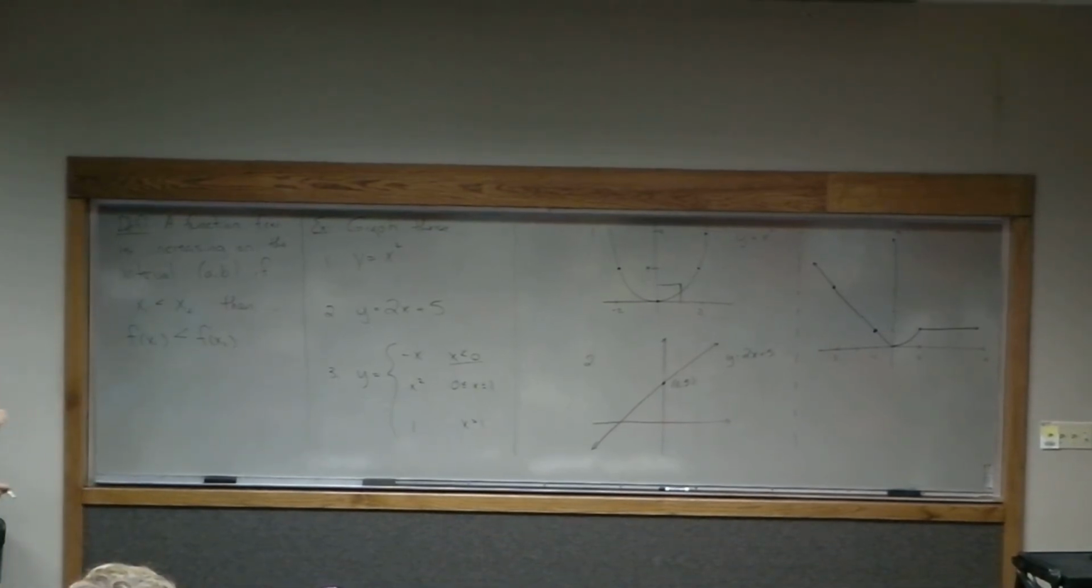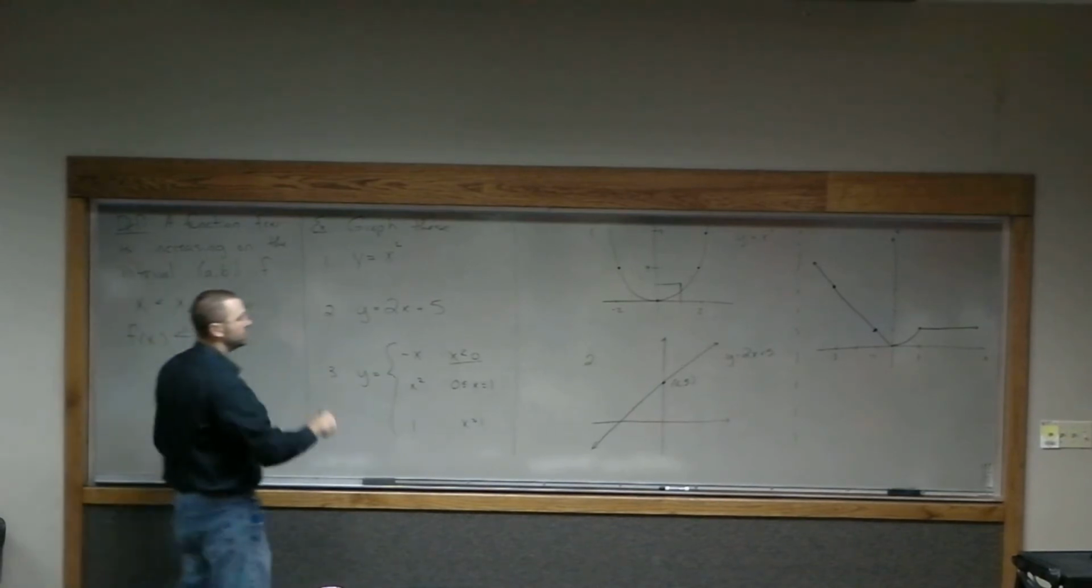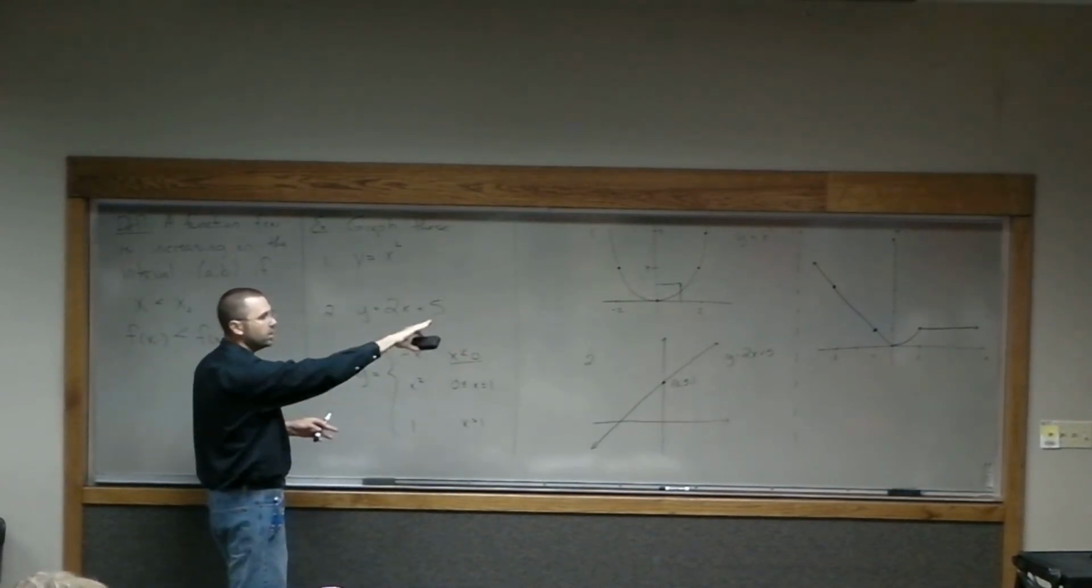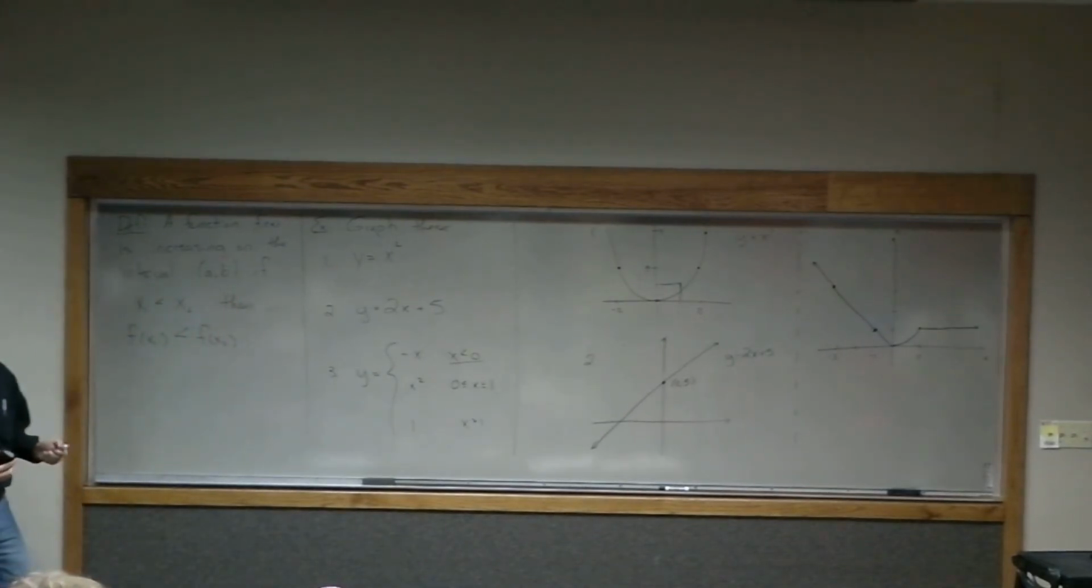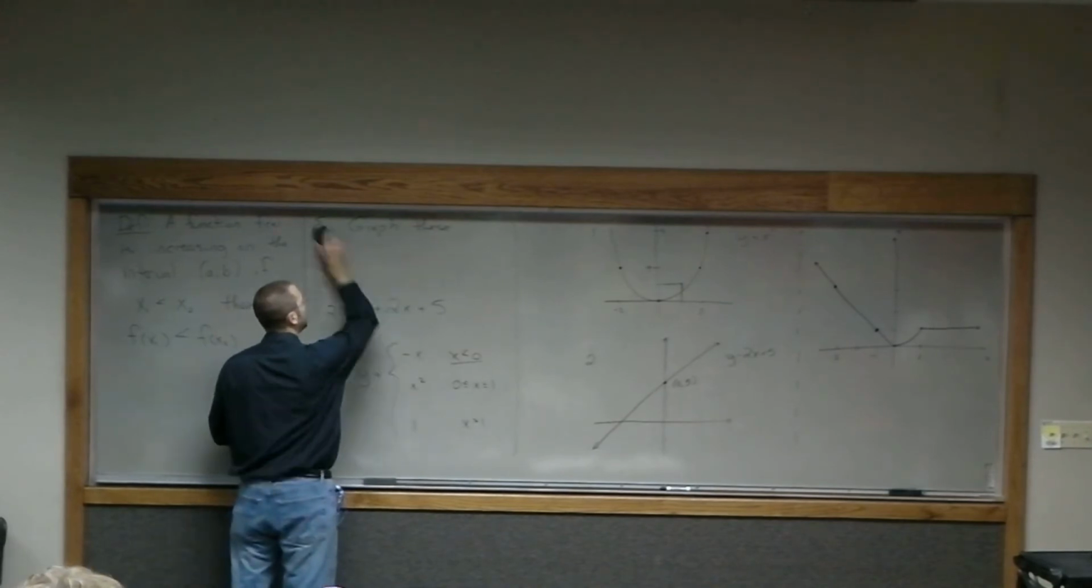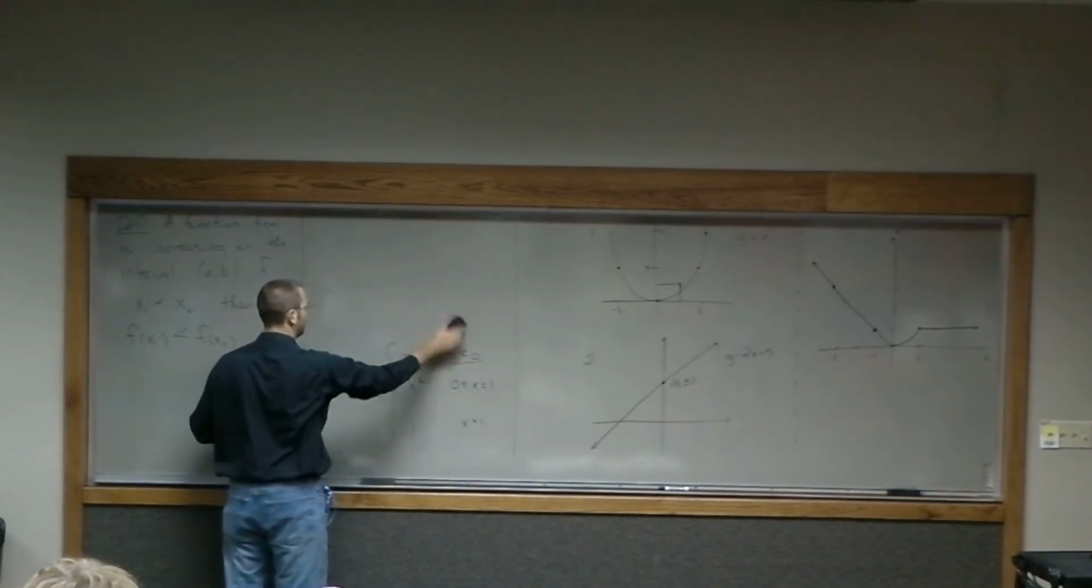All right. So, if we take a moment here and look over at our graphs, can you take these three graphs and identify for me in each of these three where these functions are increasing? The first one, where is y equals x squared increasing?